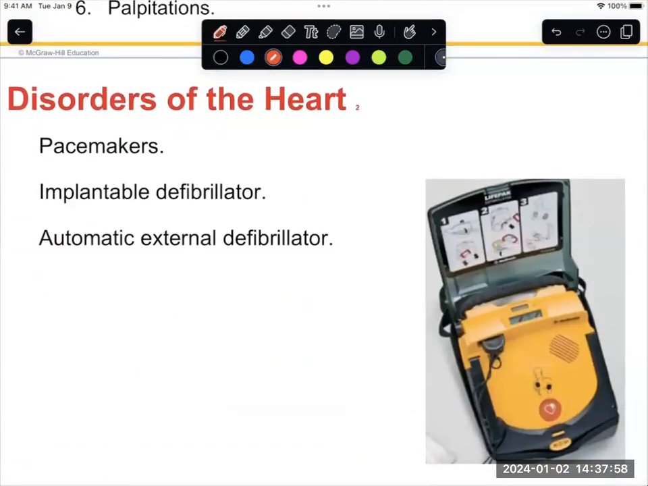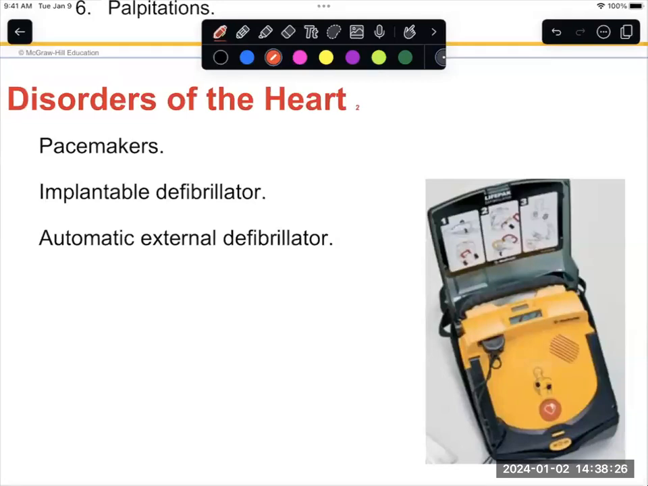So we've got some different ways that we can treat disorders of the heart. A pacemaker is one of those. A pacemaker helps to set the person's heartbeat. So it can assist in a rhythm that may have become dysfunctional, or it can operate all of the time and override that patient's heartbeat.